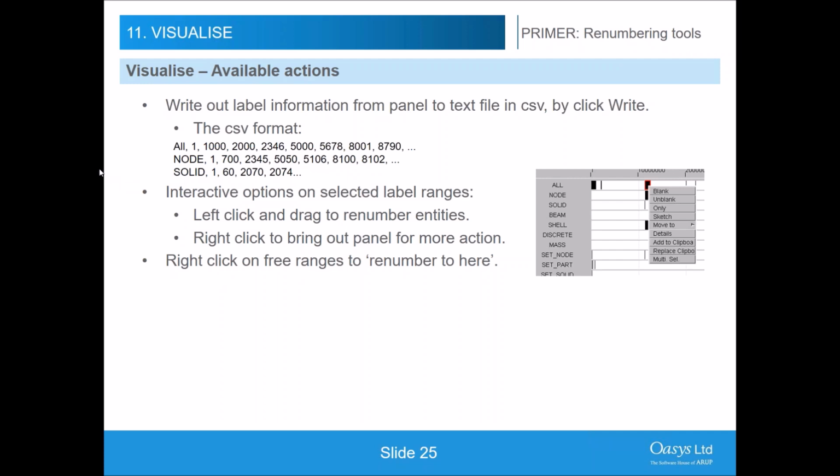And you can actually drag the numbering range to shift to another number by left clicking and then dragging on the black regions, or you can right click on the regions and it gives you a list of options of actions there. And if you right click on the free range, the white area, you've got the option of renumbering the labels to that free region.